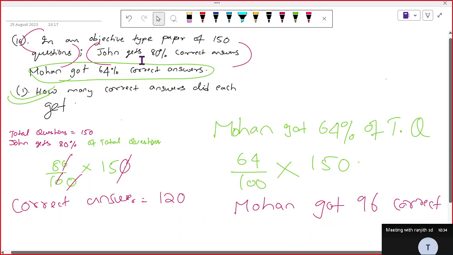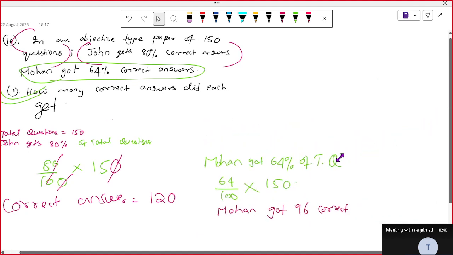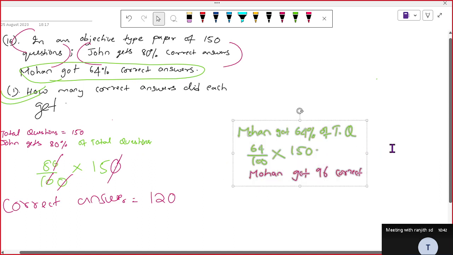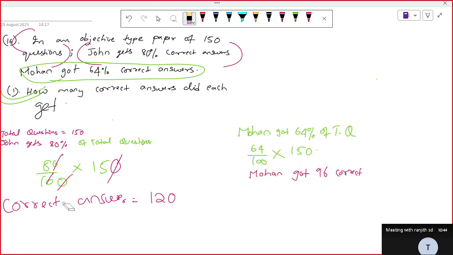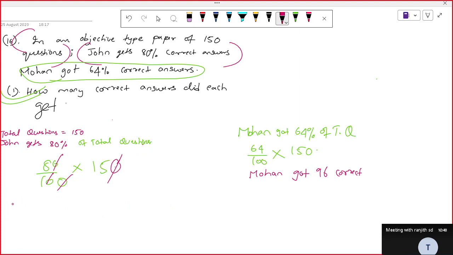So from the statement itself, from the question itself, pick out the statement and convert it into an algebraic expression. Even here you write: John got 80%, 80% correct answers. You can write: John got how many answers right? 120 correct answers.